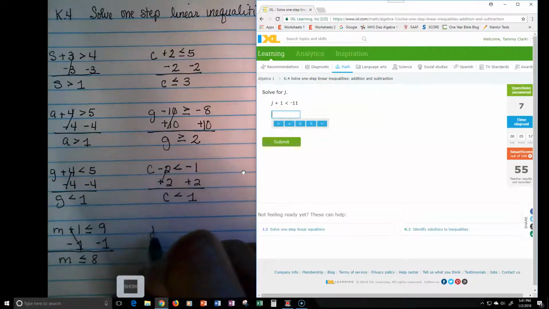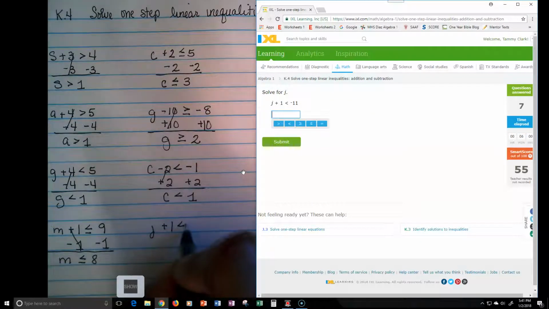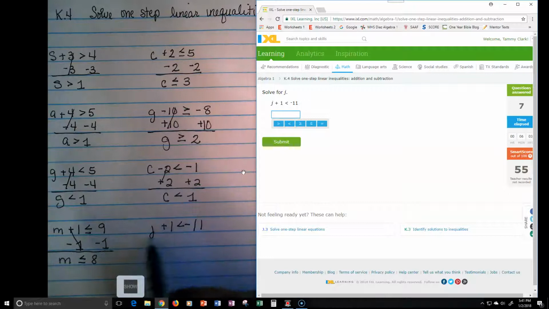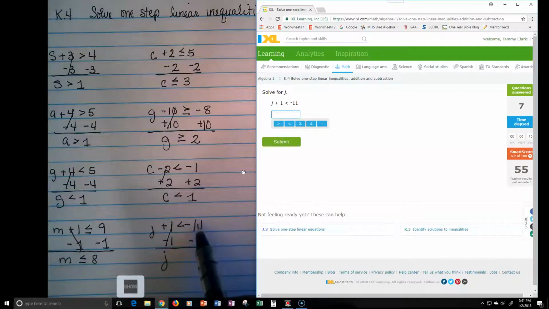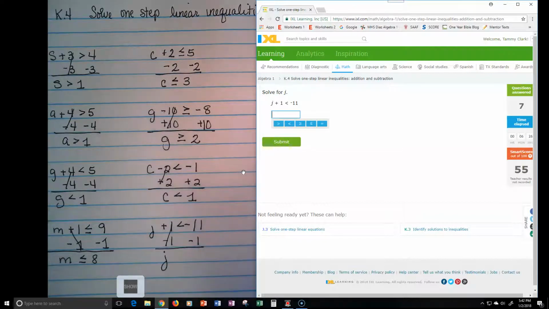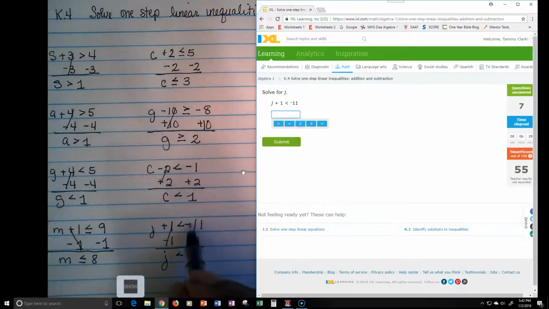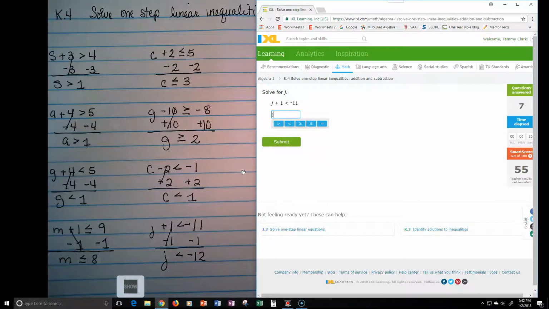Now we have j plus 1 is less than negative 11. So again, I want to isolate j, meaning get it by itself. I have a positive 1, so I'm going to subtract 1 from both sides of the inequality, and I have j, well, negative 11 minus 1, meaning if I'm at negative 11, this sign tells me go left, so I'm going to go left 1, which would be negative 12. Or you can think, if both of the signs are the same, add them together and keep the sign. So we would have j is less than negative 12.